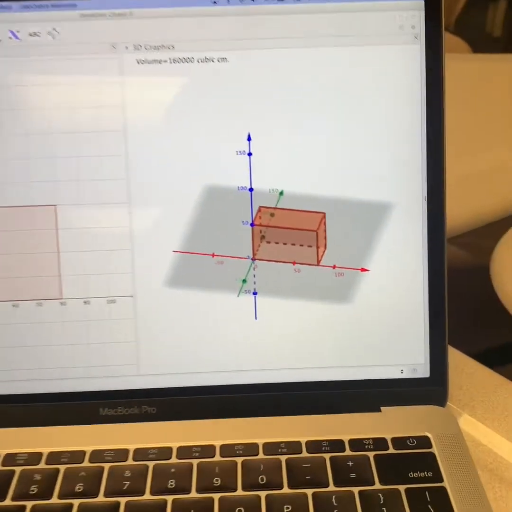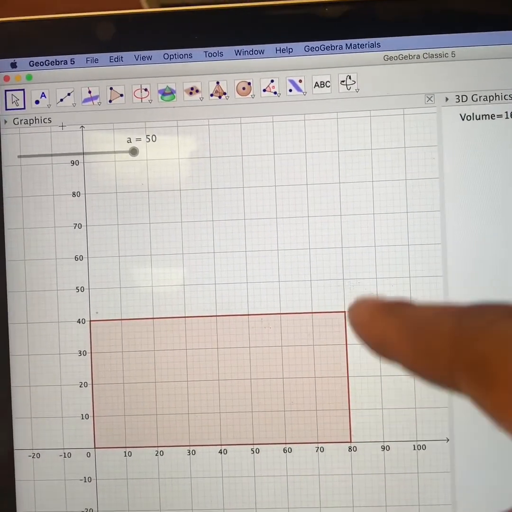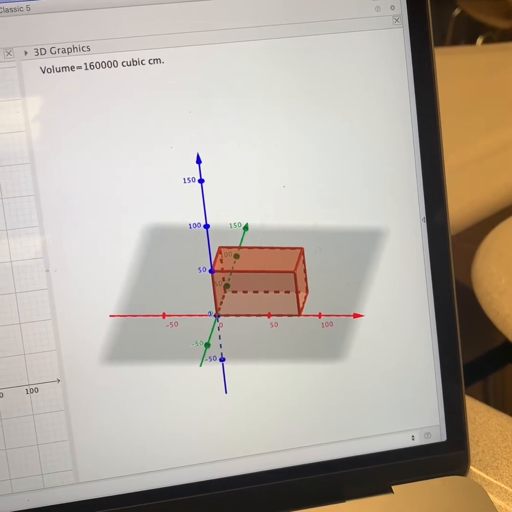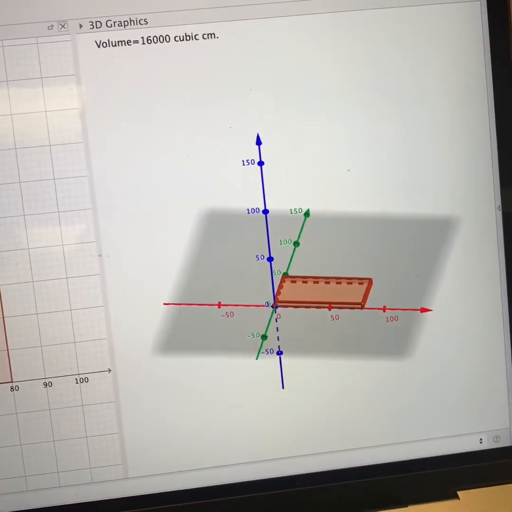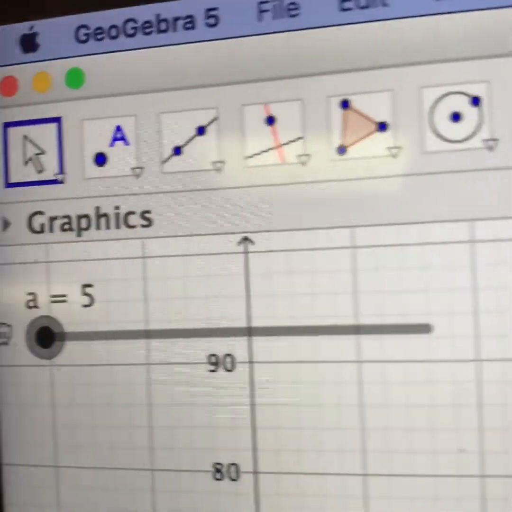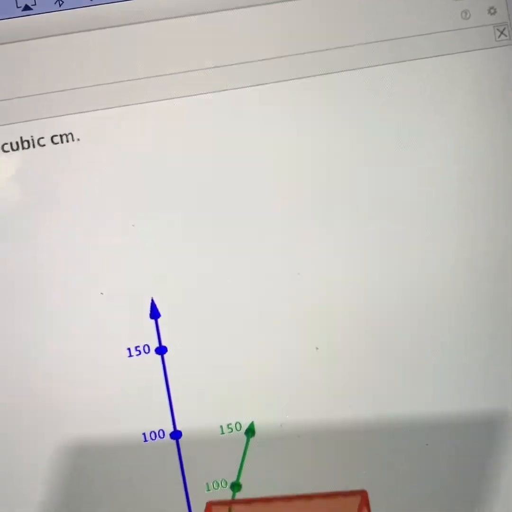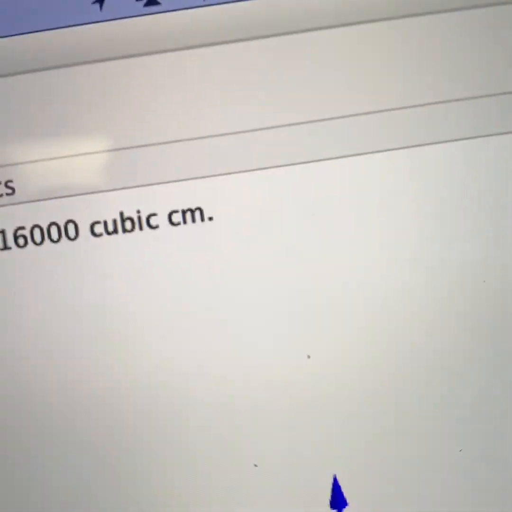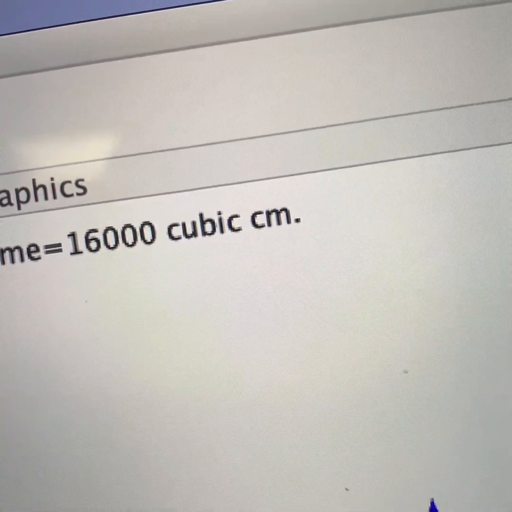All right, so here's my diagram. I have my 80 times my 40, so I have that. But now I have it here where you can actually see what it looks like as a 3D object. And as you can see here, as I drag this around, this has a height of 5. And if you notice, at a height of 5, that's 16,000. So be real careful.